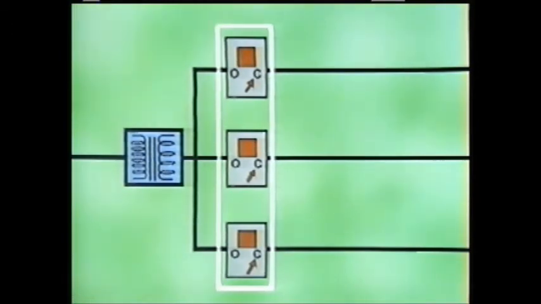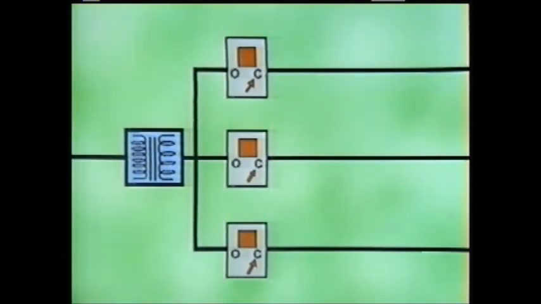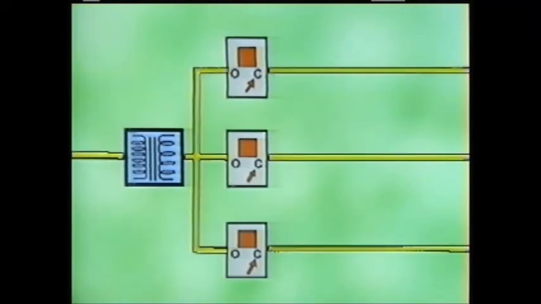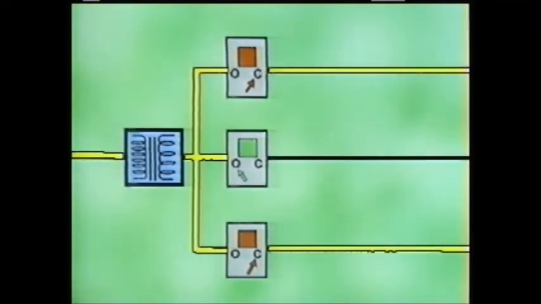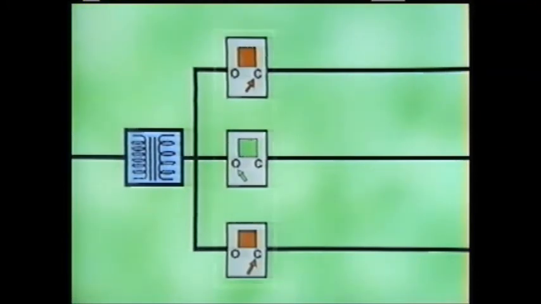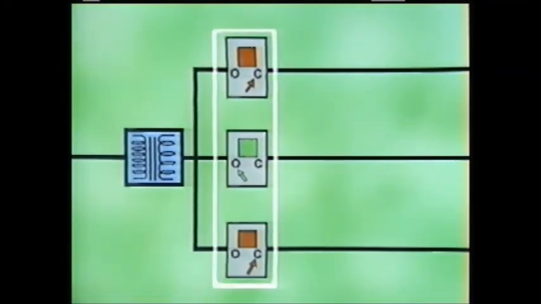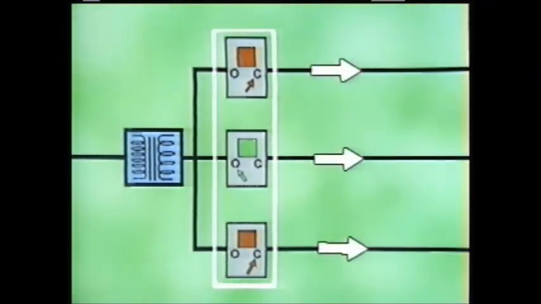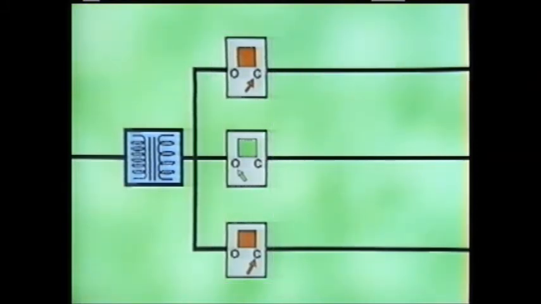Most circuit breakers have indication of when the breaker is open and when it is closed. For our purposes, we'll use red to indicate that the circuit breaker is closed and the feeder is energized, and green to indicate that the breaker is open and the feeder is de-energized. The basic purpose of a circuit breaker is to protect its associated feeder from damage due to faults.